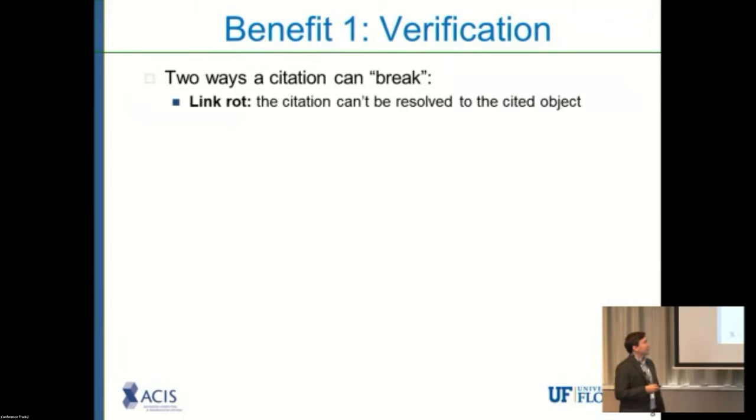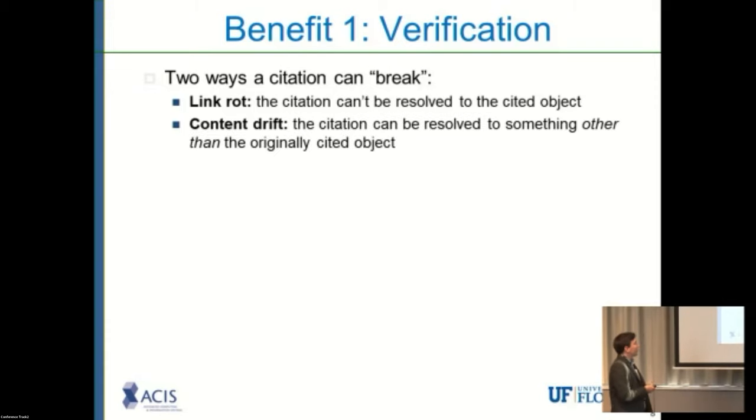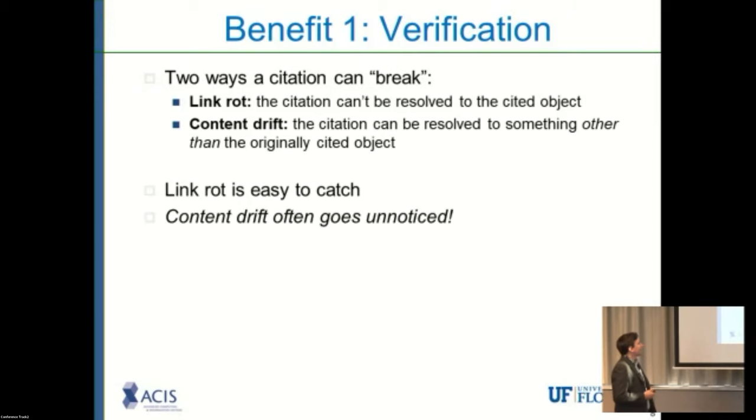Link rot occurs when a citation cannot be resolved to the thing that was cited. So if somebody's reading your paper and you cited some data, if the user cannot find the data from your citation, we say link rot has occurred. The other problem is called content drift. This happens when somebody trying to use your citation finds the wrong data, and they may or may not realize it. Link rot is easy to catch. If you can't find something, it's pretty obvious you were supposed to find something. Content drift often goes unnoticed. If you're trying to find the data somebody cited, you might find a new version, but you might not realize you're using something a little bit different from what the original authors used.